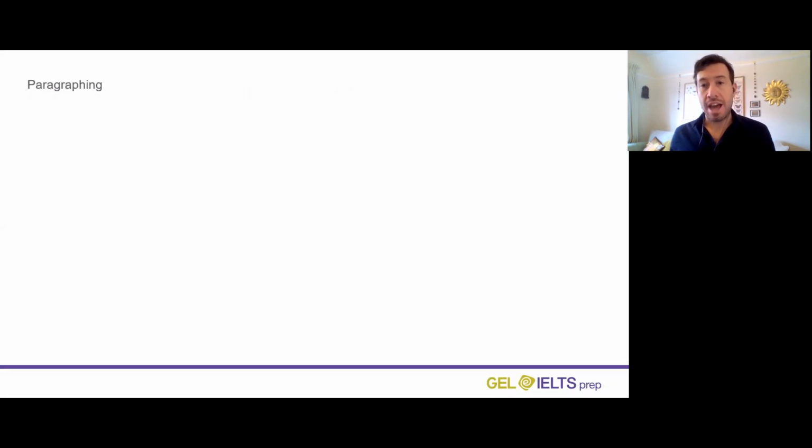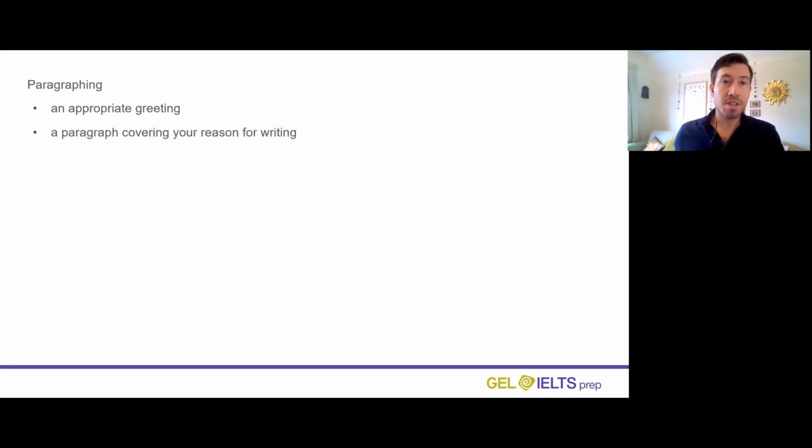So let's look at paragraphing for the writing task 1 in the general training. Well, the first thing you need whenever you're writing a letter to someone is an appropriate greeting. You need to say hello. You never just directly start writing, oh, I want you to come to England. First you say, hello, and so on, okay? So you need an appropriate greeting. Then you would need a paragraph covering your reason for writing. Or as we saw before, that would be your purpose for writing.